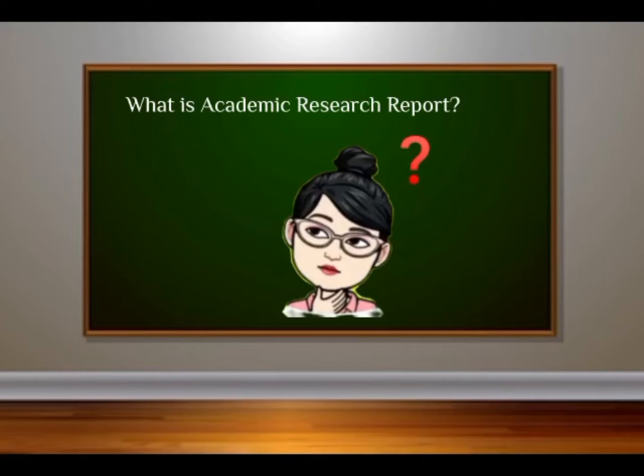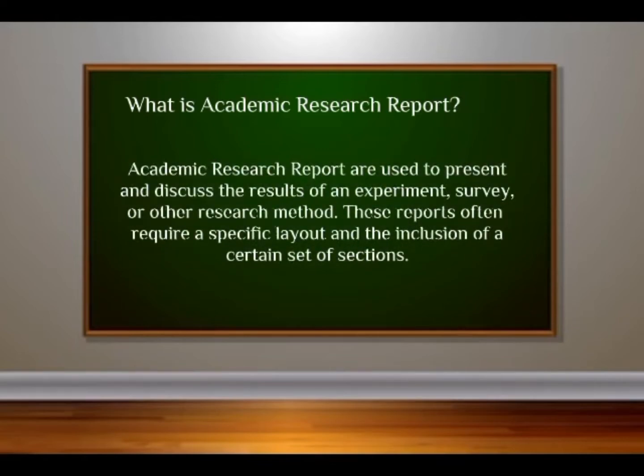Now, what is an academic research report? Academic research reports are used to present and discuss the results of an experiment, survey, or other research method. These reports often require a specific layout and inclusion of a certain set of sections. An academic report aims to sell a product, idea, or point of view. It should inform, explain, and persuade by using well-organized research. Sometimes it will provide recommendations.